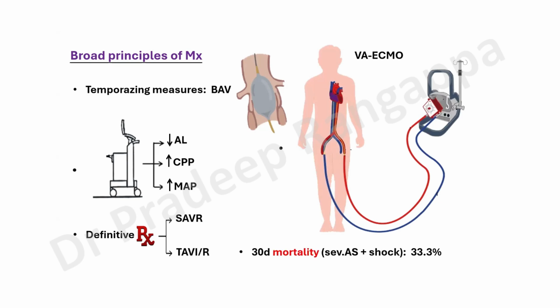Despite all this, 30-day mortality in patients with severe aortic stenosis plus shock, which we have at this point of time, is 33.3%, and our patient has multi-organ dysfunction, so we are optimizing this with an intent to do TAVI for our patient. So the mortality remains at 33.3%. So that's about the broad principles.